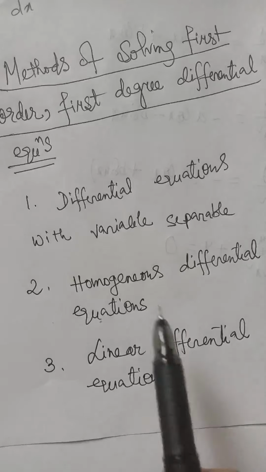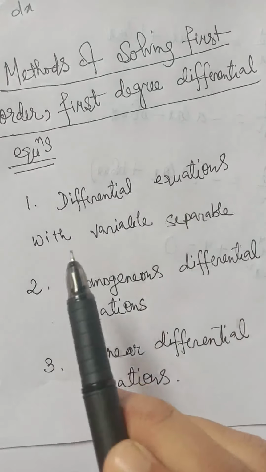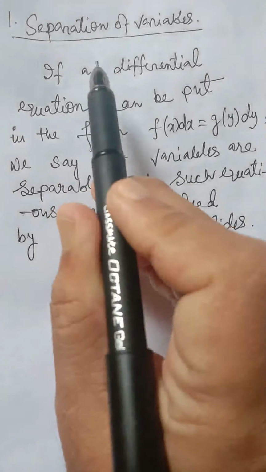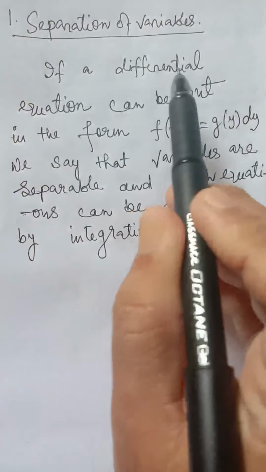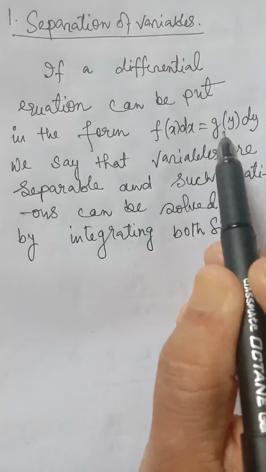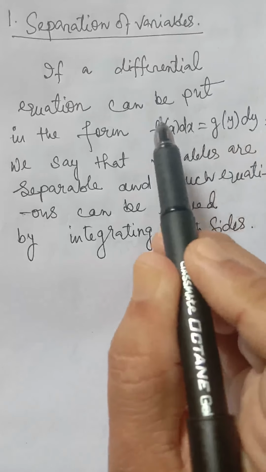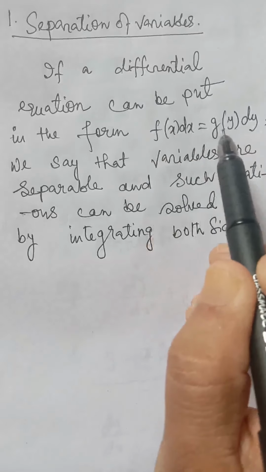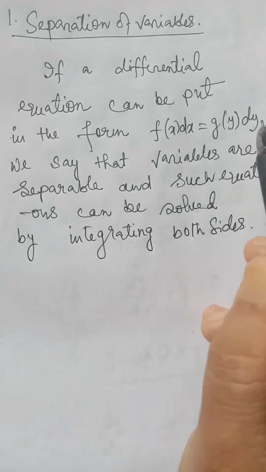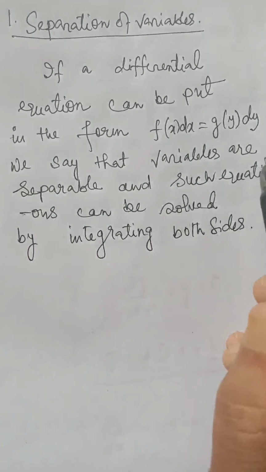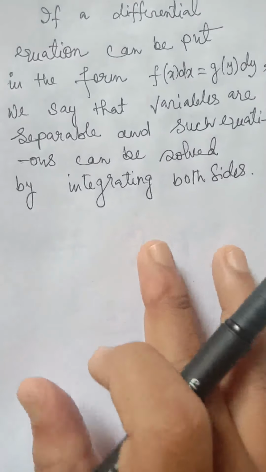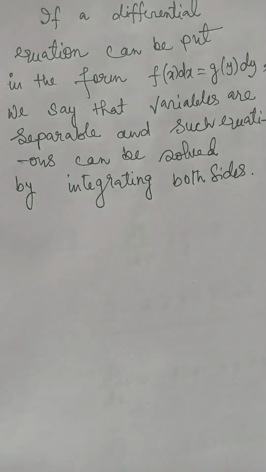Okay, now first of all I will discuss differential equations with variable separable. Separation of variables: if a differential equation can be put in the form f(x) dx equal to g(y) dy, that is, the term containing x with dx and the term containing y with dy, if we separate in this way, f(x) dx equal to g(y) dy, we say that the variables are separable and such equations can be solved by integrating both sides. Let us take an example.